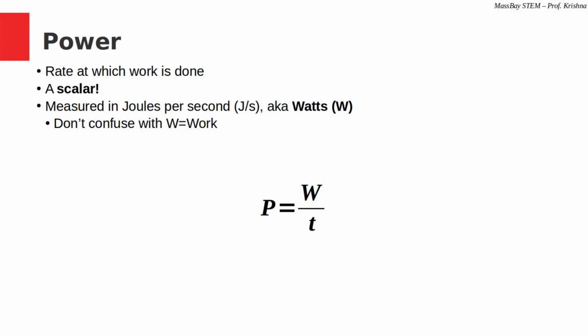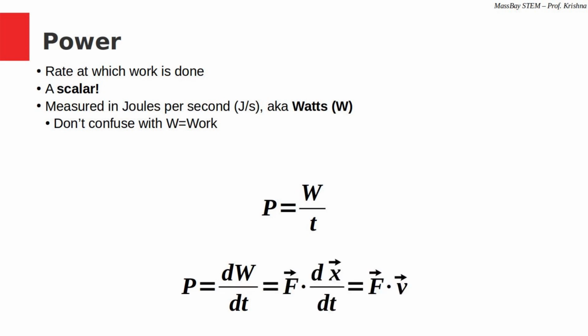Just like work has a slightly different definition under calculus, so does power. If work is not constant over time, the power has to be calculated not as work divided by time, but as the derivative of work with respect to time. But work equals force times displacement. If the force is constant, then this becomes force times the derivative of displacement, which is velocity. So power can be calculated as force dot velocity.